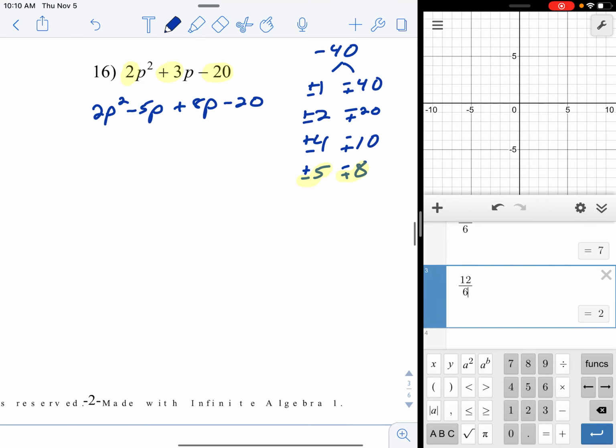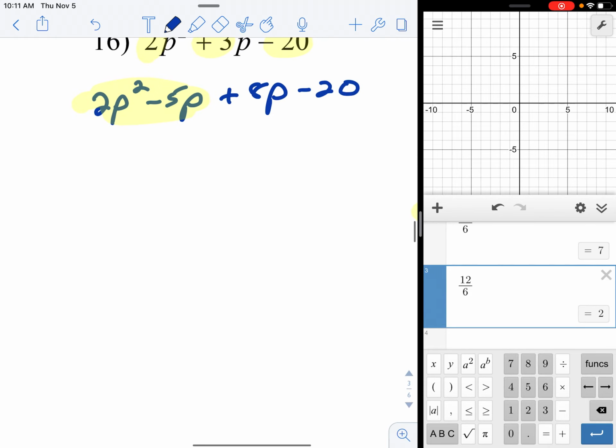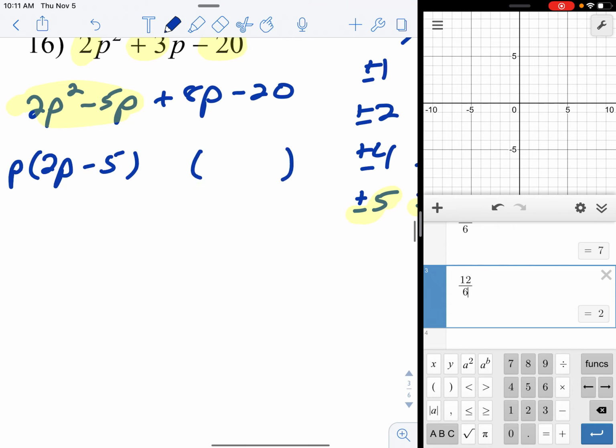Now we're going to do that common factoring again. First, just do the first two terms. What do they have in common that you can divide out? 2 and 5 have nothing in common. Both terms do have a p. If you divide out a p, you're going to be left with 2p minus 5. Now look at the next two terms. What do they have in common? Well, 8 and 20 can both be divided by 4. So I'm going to factor out a 4. That's going to leave me with 2p minus 5, right? 4 times 5 is 20. 4 times 2 is 8.